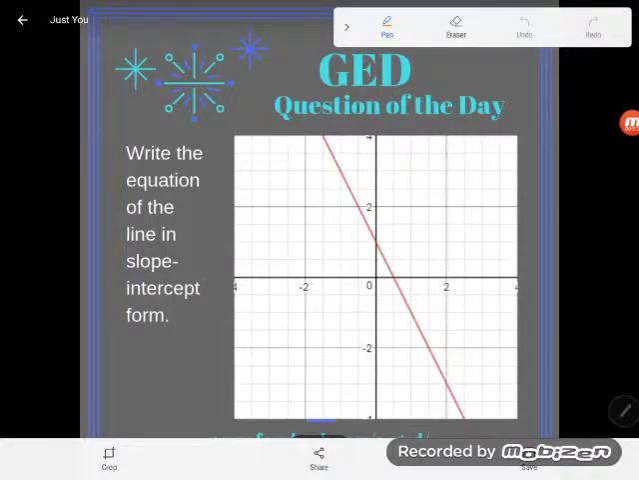Hey guys, it's GED question of the day, and I am still exploring equations of lines from graphs. So take a look at this problem. It says write the equation of the line in slope-intercept form.